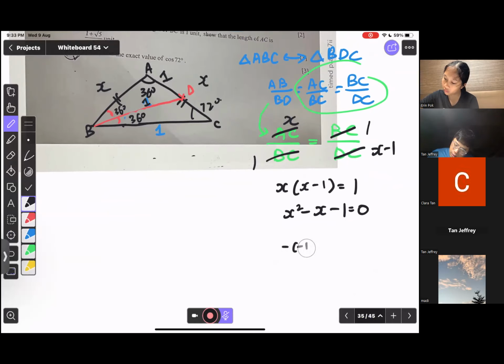Negative B plus minus square root... Hey, y'all, anytime you want to go, don't worry, just feel free to leave and exit, okay? Don't be shy.